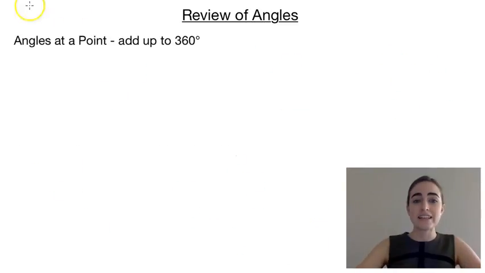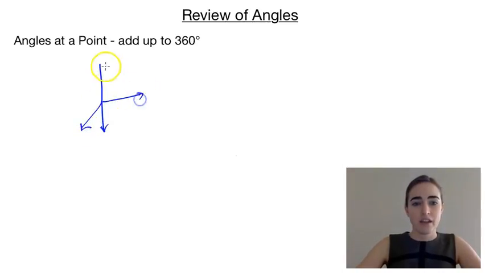The next angle fact is that angles at a point add up to 360 degrees. If we have a whole pile of rays coming off here, then those angles that are made up at the center, so that one, this one, and this one over here, they all add up to 360 degrees because when you put them together, they make up that full revolution. Let's have a look at an example.